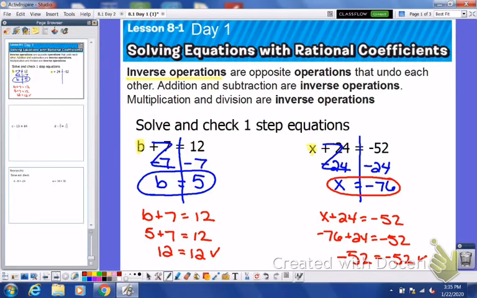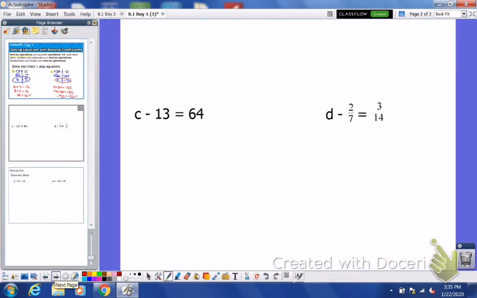The other part that we're going to do with this lesson would be subtraction. So c minus 13 equals 64. Again, draw our line down. If the inverse of addition is subtraction, then the inverse of subtraction will be addition. So if I see c minus 13, again, trying to isolate this c, get it by itself, we're going to add 13 to both sides. Negative 13 plus 13 zeroes out. So c equals 64 plus 13 gives us 77.